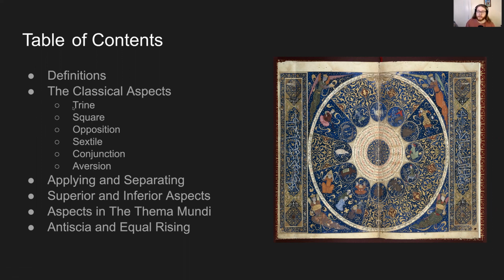What we're not going to be discussing is the modern minor aspects, so things like quincunxes and quintiles, and I'm not very familiar with them, but I have at least one resource where you can go learn about those if you want to.